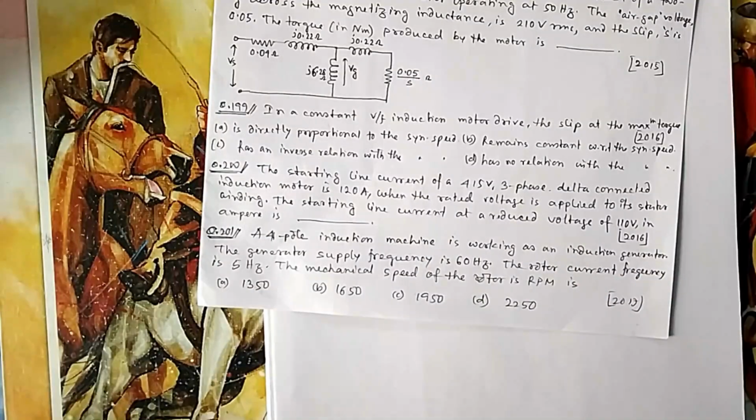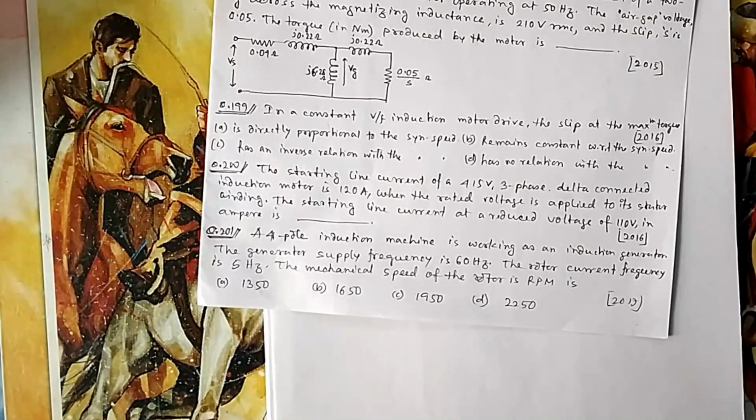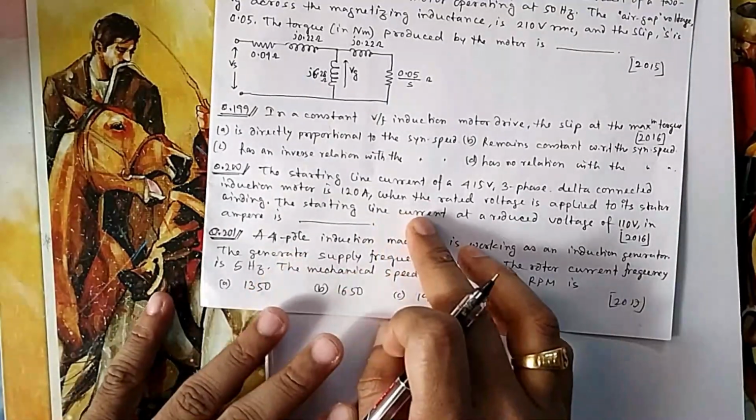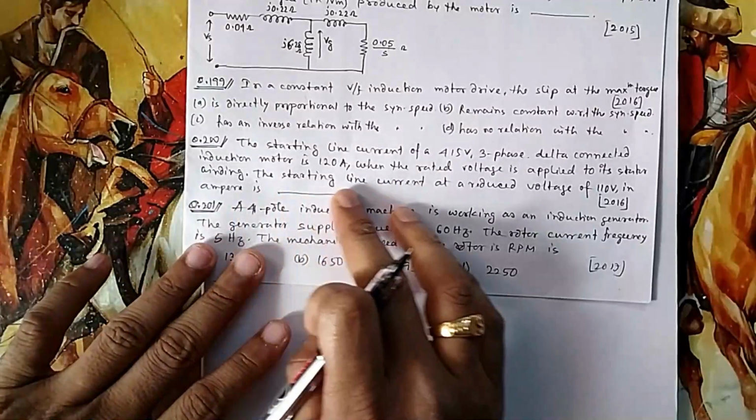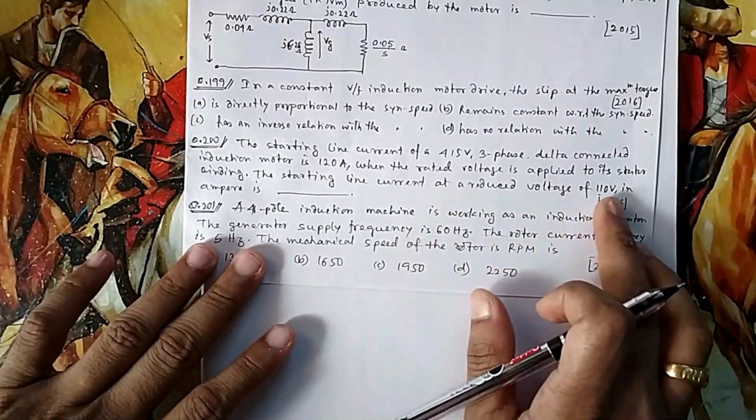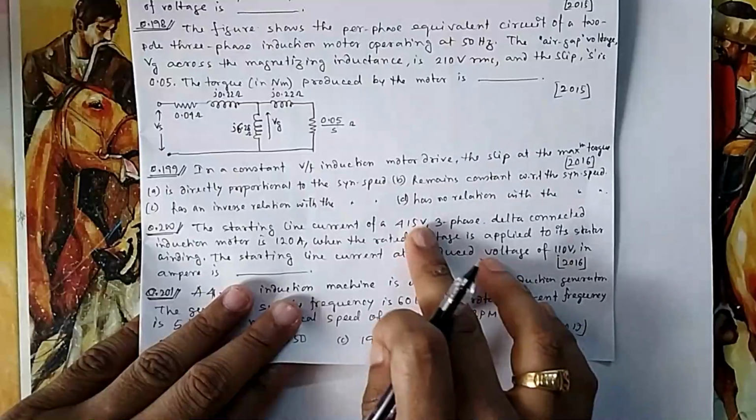If you come to question number 200: the starting line current of a 415 volt 3-phase delta connected induction motor is 120 ampere when rated voltage is applied to the stator winding. The starting line current at a reduced voltage of 110 volts will be equal to what? So same, it is delta connected.